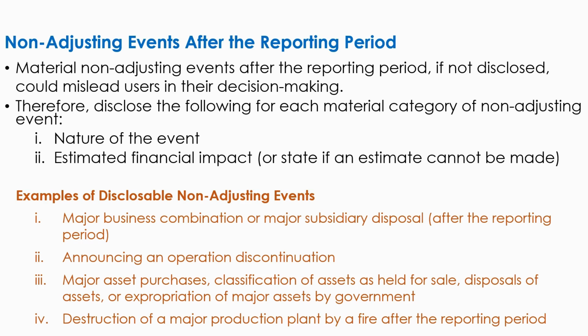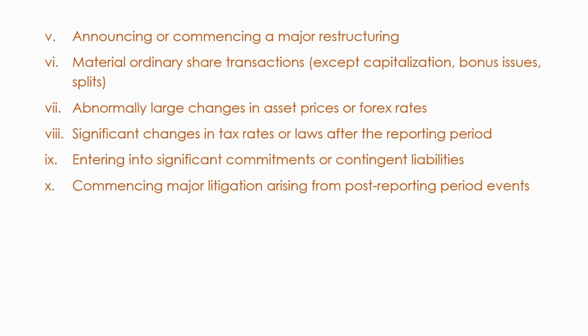The first example is a major business combination or major subsidiary disposal after the reporting period, announcing an operation discontinuation, major asset purchases, classification of assets as held for sale, disposal of assets, or expropriation of major assets by government, destruction of a major production plant by fire after the reporting period, announcing or commencing a major restructuring, material ordinary share transactions except capitalization, bonus issues, and splits, abnormally large changes in asset prices or forex rates, significant changes in tax rates or law after the reporting period, entering into significant commitments or contingent liabilities, and commencing major litigation arising from post-reporting period events.